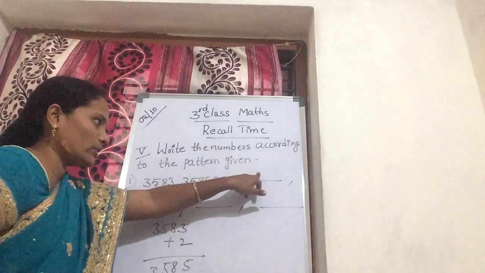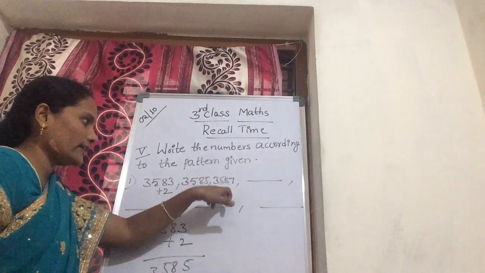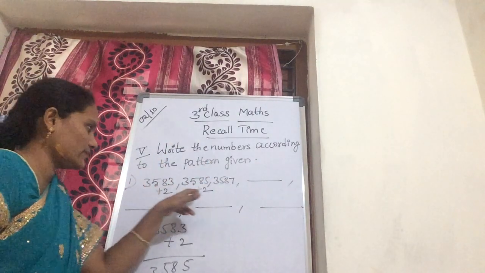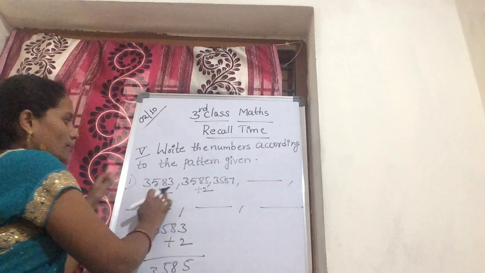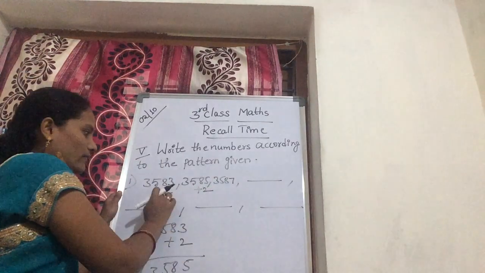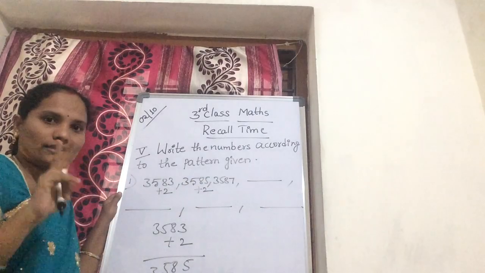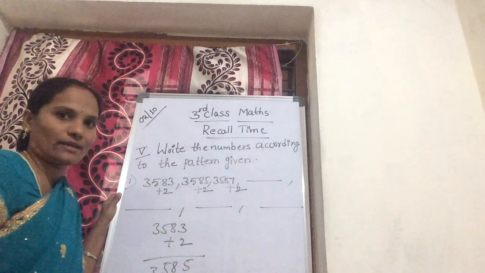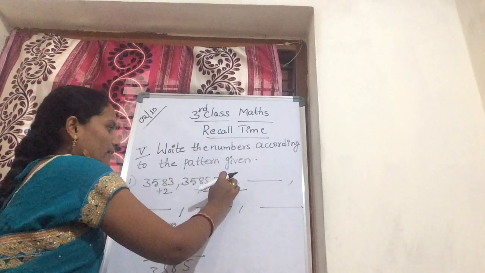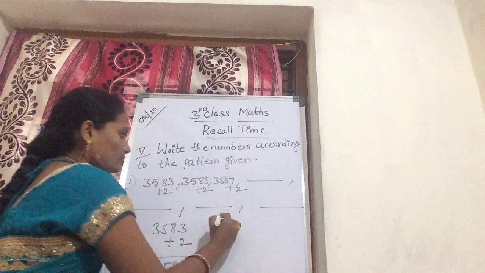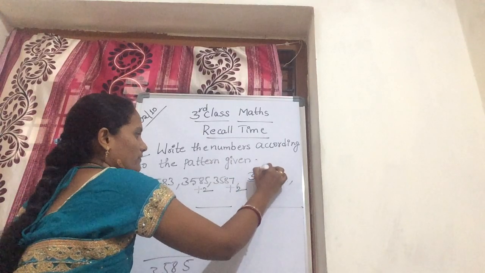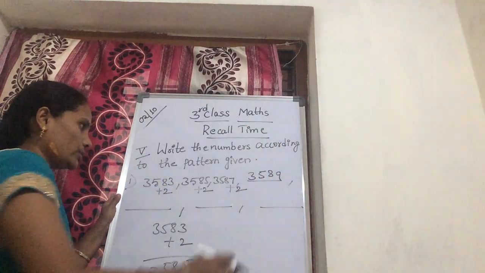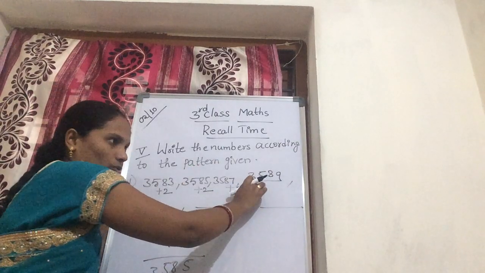So next you need this number. How much do you add to these numbers? Plus 2, because in between everything is adding plus 2. Yes, every time you add plus 2. Again you add plus 2, you get this number. Now 3587 plus 2, how much? 3589. Okay, children.